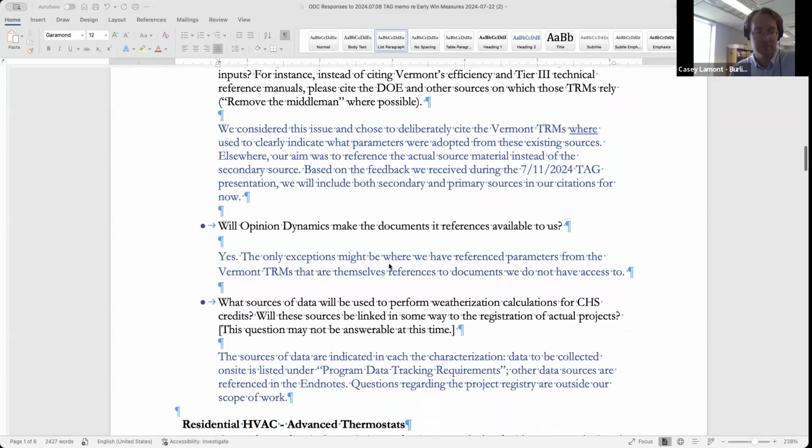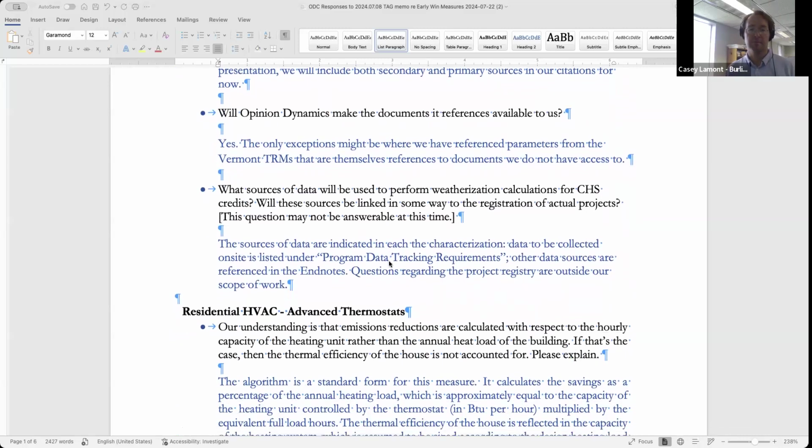Okay. The next one, will OD make the documents it references available to us? And so that seemed fine. In most cases, they'll do what they can. Yeah, my impression was they were in touch with Efficiency Vermont, who obviously are to a larger extent, and Ben Plotsker has done things, so I don't see when that would come up, what they're talking about, but the answer is fine, I guess.